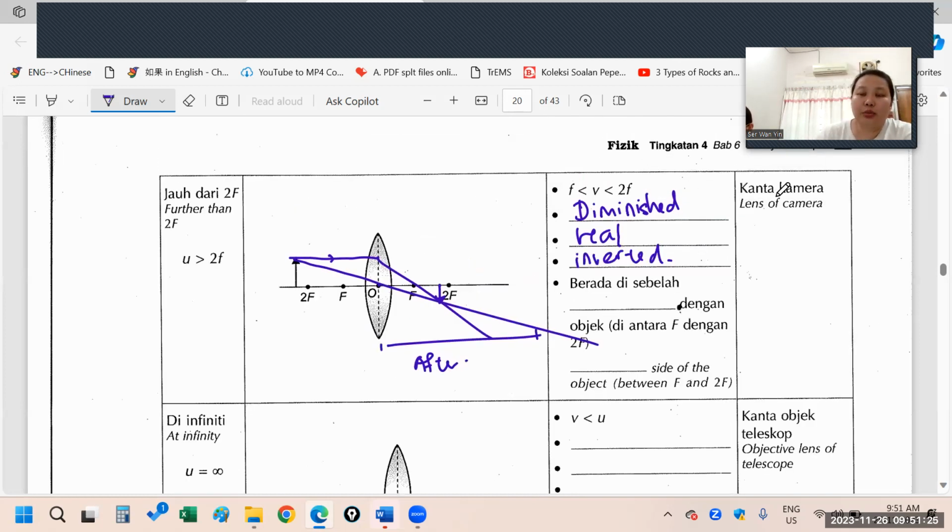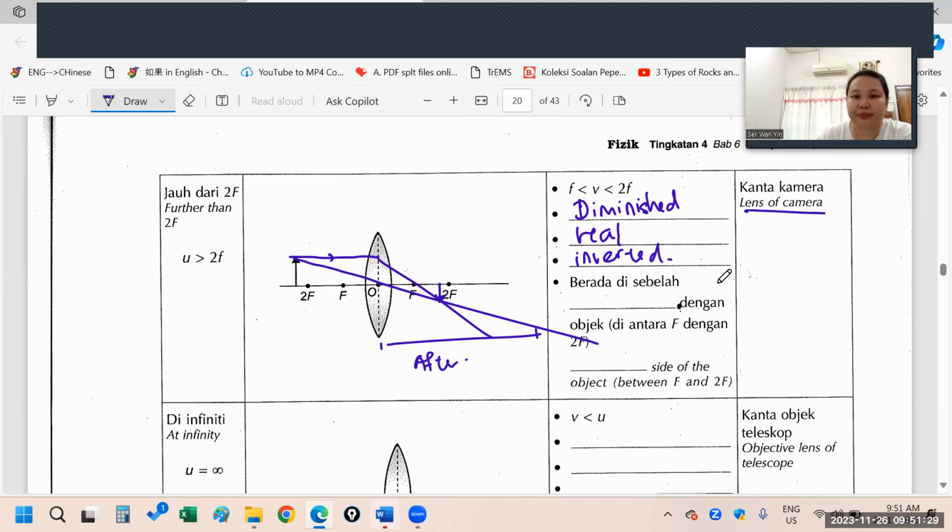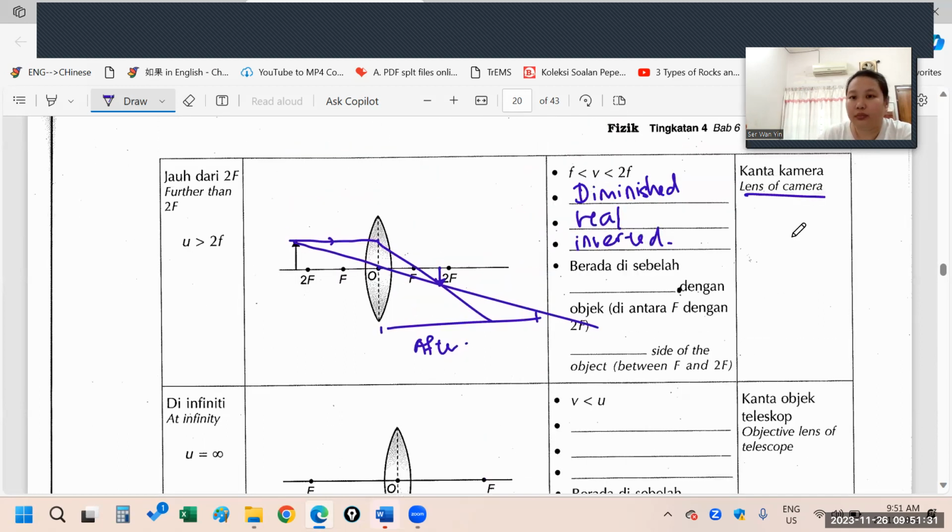So normally this one is the lens of a camera. KFC only, KFC. So object, image.